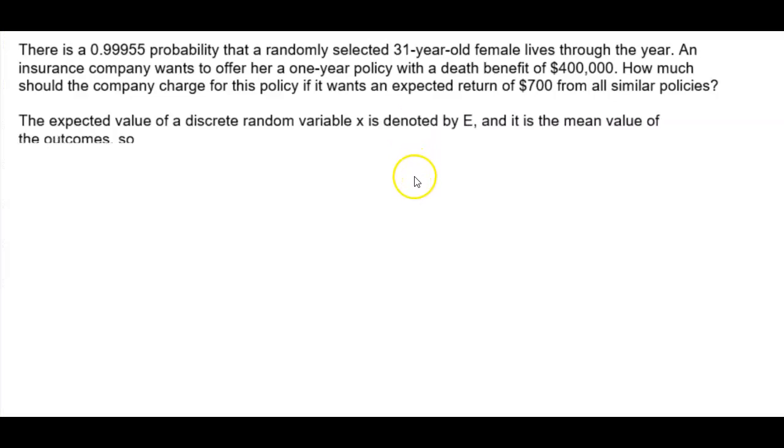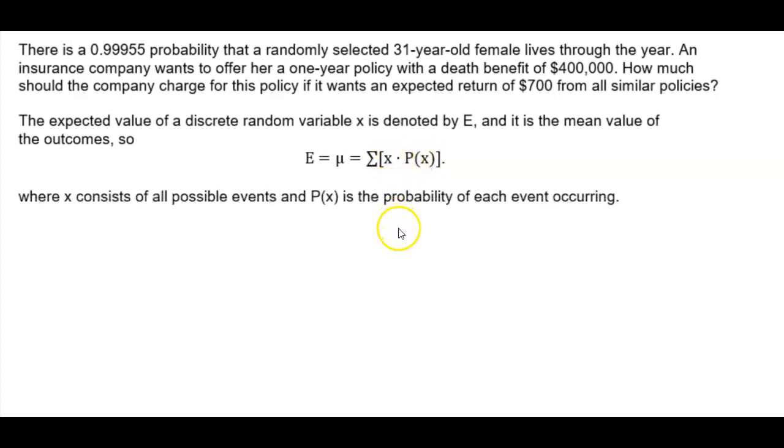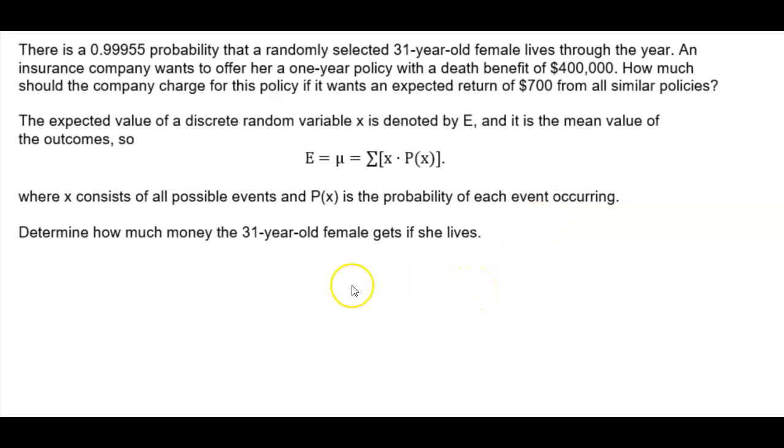Well, the expected value of a discrete random variable x is denoted by capital E, and it is the mean value of the outcomes. So expected value E is the mean, which is equal to the sum of x times the probability of that random variable x. Now again, x consists of all possible events, and probability of x is the probability of each event that's occurring. Now we want to determine how much money the 31-year-old female gets if she lives.